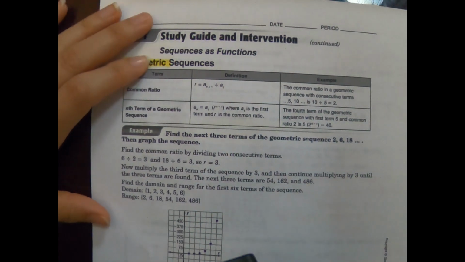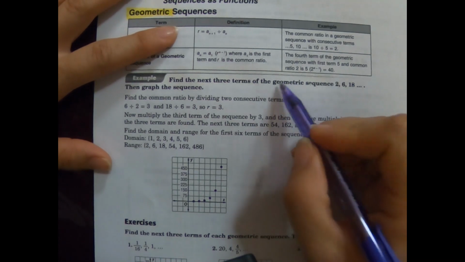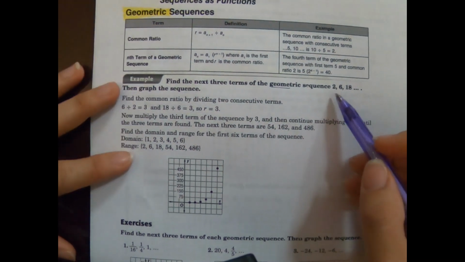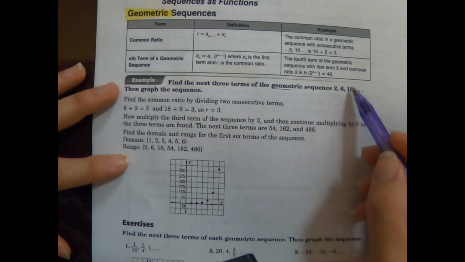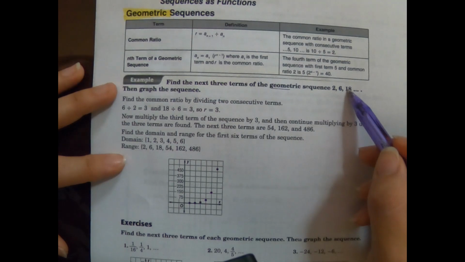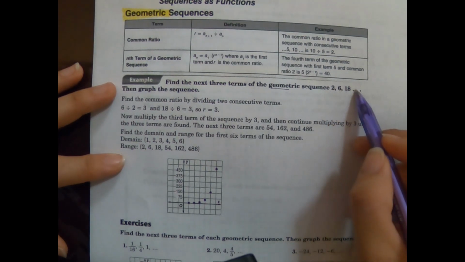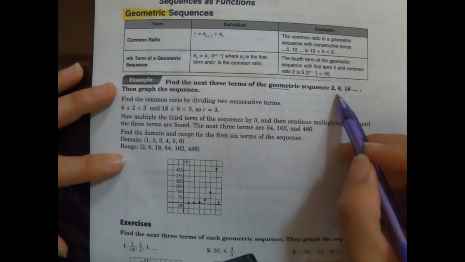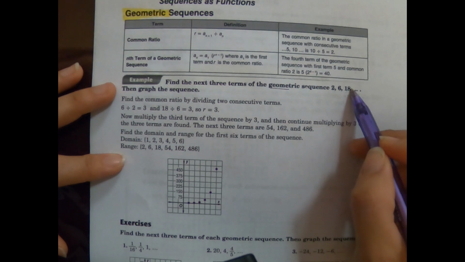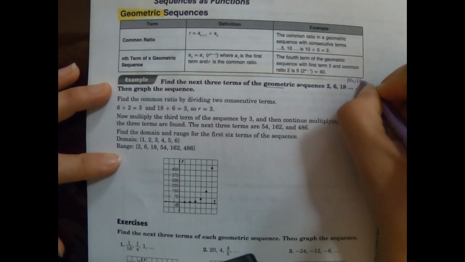Let's look at our first example. Find the next 3 terms of the geometric sequence, and here are the numbers. You can see that they're not going up consistently, like they're not adding. This is +4 and this is +12. So it's not adding. Then you think, well, is there another pattern here? Well, 2 times 3 is 6, and 6 times 3 is 18. So this is being multiplied by 3.